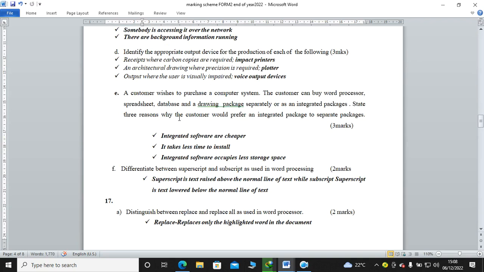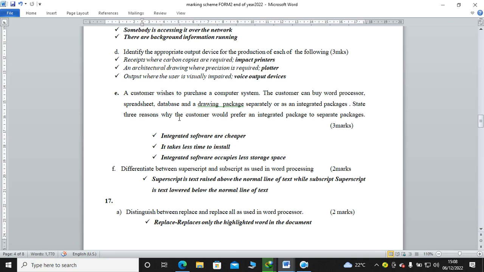Then differentiate between superscript and subscript as used in word processing. Superscript is text raised above the normal line or the baseline, like when you say x squared, that 2 is superscript. Whereas subscript is text lowered below the normal line or below the baseline, like for example log base 10 of 2. So when you take something below, that one becomes the subscript, and the other one becomes the superscript.